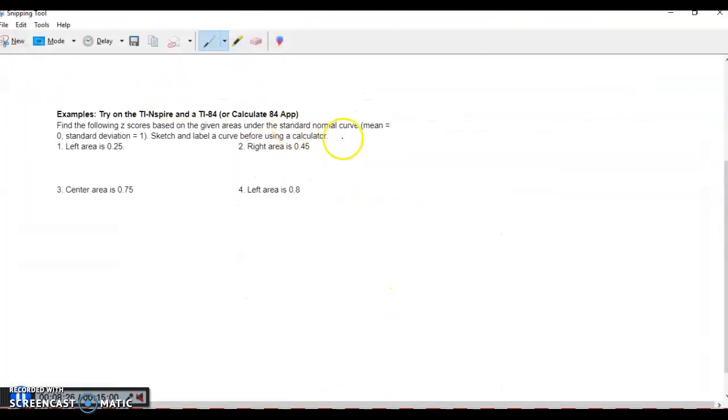So here we're standard normal. Again, if you see standard normal, that just means it's a normal curve, that bell-shaped curve with a mean of 0 and a standard deviation of 1. So let's go ahead and start off like we did before. I'm going to sketch my curve. I'm going to label my 0 in the middle, but this time I'm told the left area is 0.25.